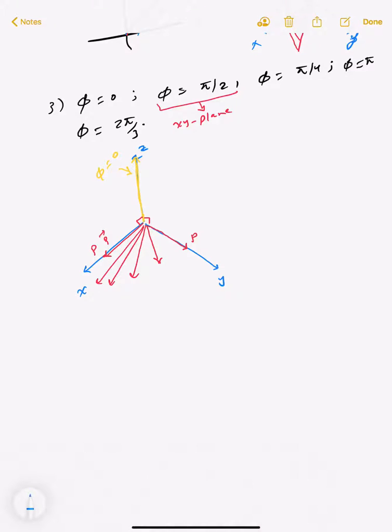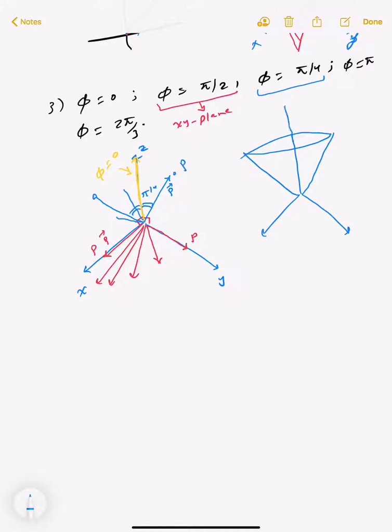Now, what about phi equals pi over 4? We are looking for all points P that when you draw the vector from the origin to the point P, the angle with the positive z-axis is pi over 4. But this can be done in all directions. And remember, we are dealing with R3, not R2. So we are going in all directions, pi over 4, pi over 4, pi over 4, which means basically you're having a cone. So this cone here with angle pi over 4 is the graph of phi equals pi over 4.